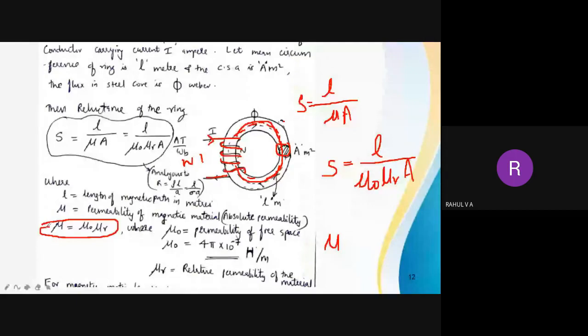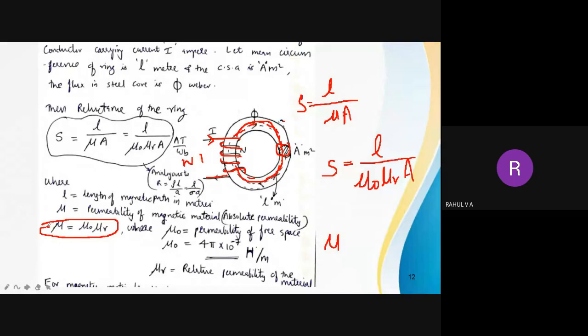So I am just going to conclude like this. There are two equations for reluctance. One is mmf divided by flux: reluctance is equal to mmf divided by flux. And also, in terms of R is equal to rho L by A, we have reluctance is equal to L divided by mu A.